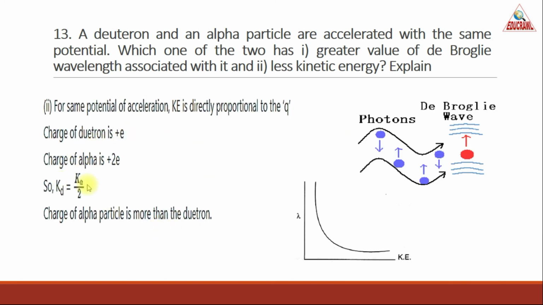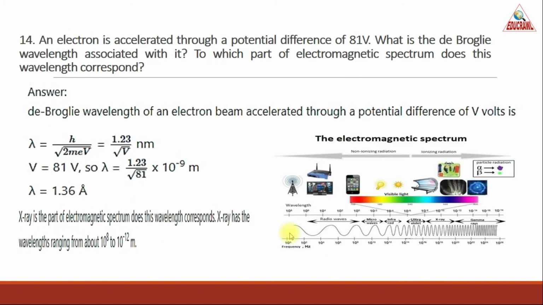Next, we have to find the kinetic energy. So, for the same potential of acceleration, the kinetic energy is proportional to the charge. We know the charge of the deuteron is plus e, charge of the alpha particle is plus 2e. Hence, kinetic energy of deuteron is equal to kinetic energy of alpha divided by 2, because the kinetic energy is proportional to the charge. Hence, the charge of the alpha particle is more than that of the deuteron.